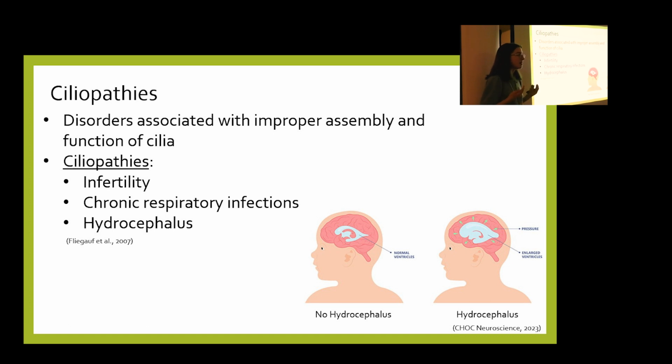And we also have cilia in our brain ventricles that help to move cerebral spinal fluid along. And so when those cilia aren't working properly, that can lead to a buildup of cerebral spinal fluid, which can result in hydrocephalus, which is shown in this diagram here. But to better understand these ciliopathies, we have to better understand the molecular structure of cilia.